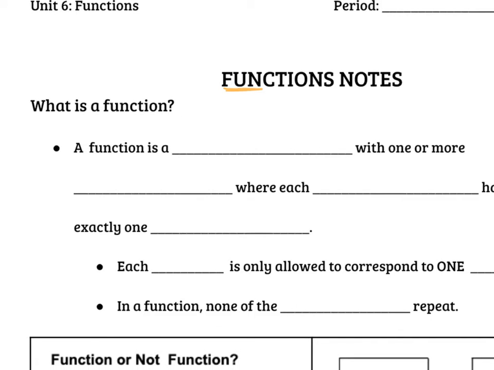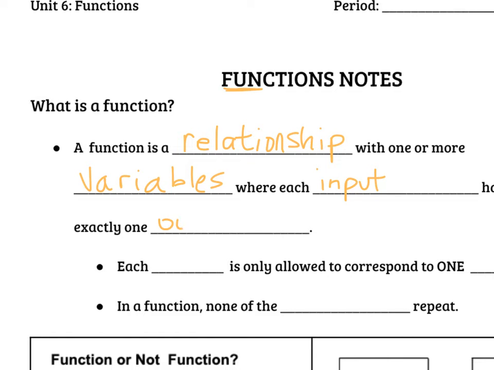A function is a relationship with one or more variables. We know that word, which is just our letters, usually our x and y, where each input has exactly one output. Input, output, variables x and y. Could you also add next to input another name for input?